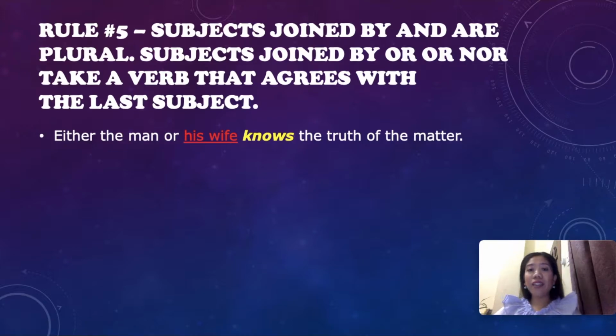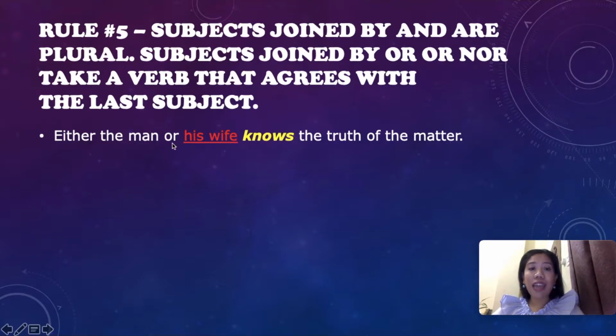Again, let's go back to rule number 5. If it's a subject joined by or, it should agree with the last subject. So either the man or his wife, the last subject is his wife. So it should agree with the last subject. Singular, so the verb, remember, opposites attract. So with S for the verb.